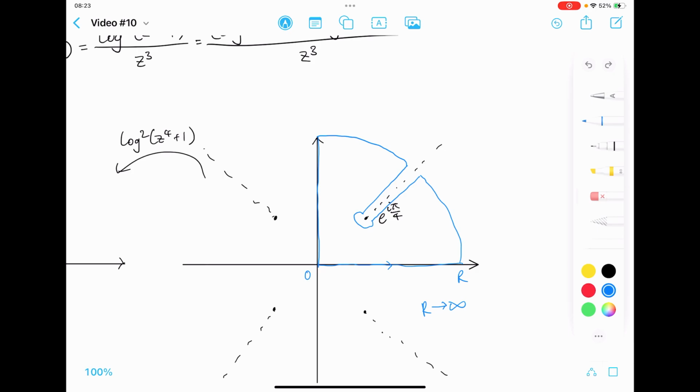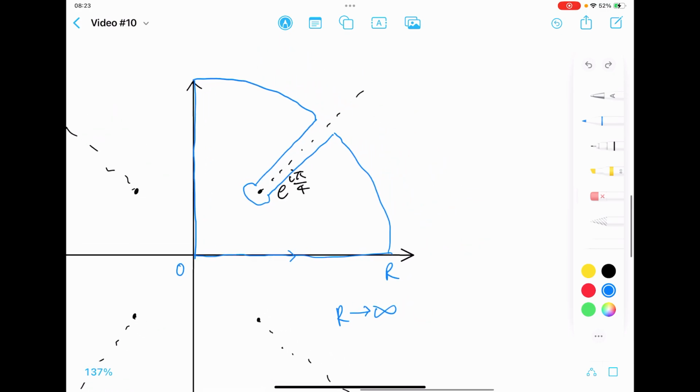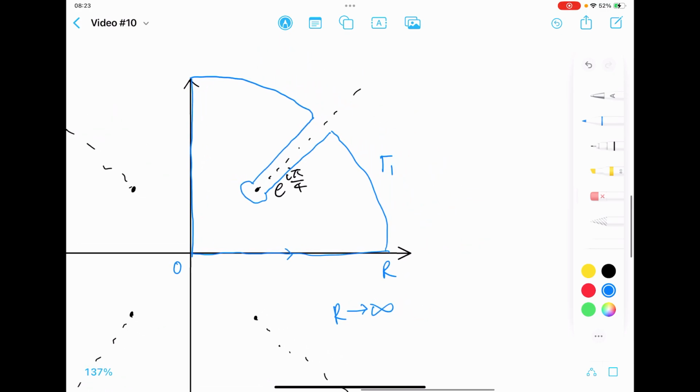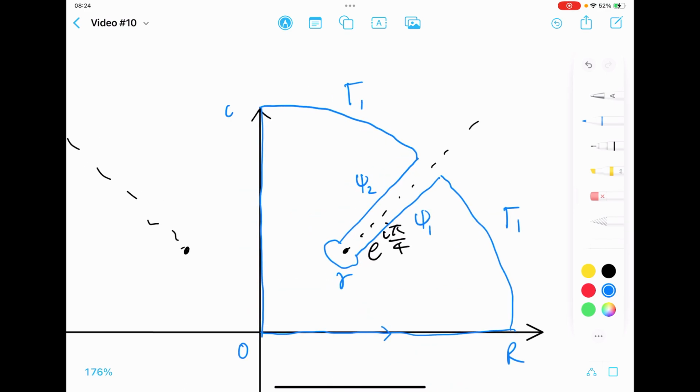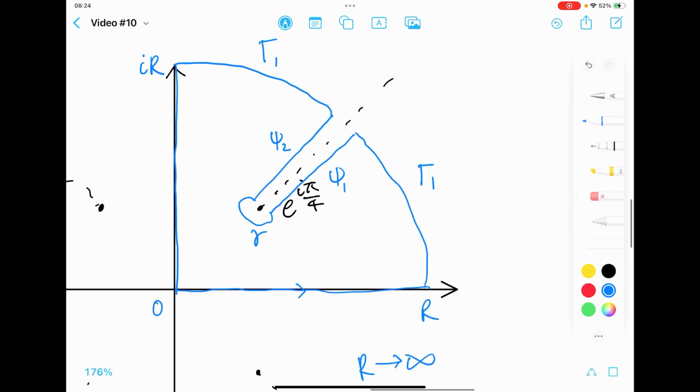So we've labeled 0 to r. Let's call this gamma 1, let's call this gamma 2, I'll call this psi 1, I'll call this psi 2, and that little gamma. And for the last curve, well, that's going to be iR. I'm not going to label anything. That's just that. So I'll add some arrows just to make this look nicer.